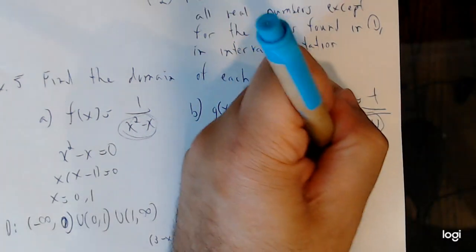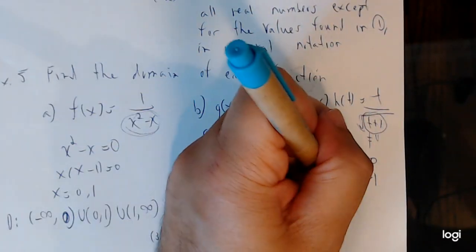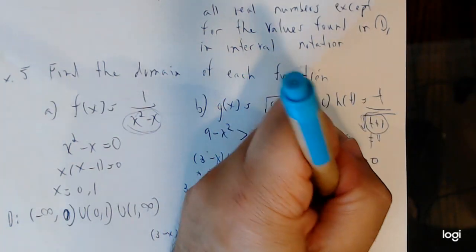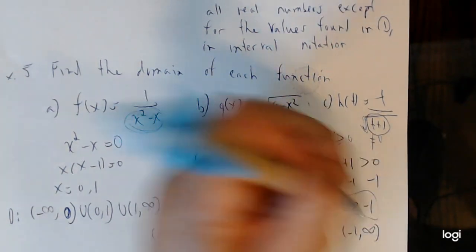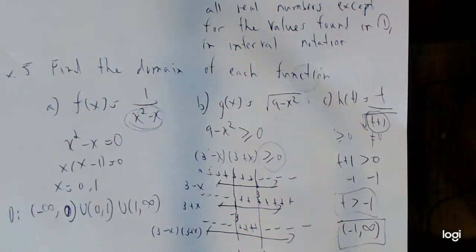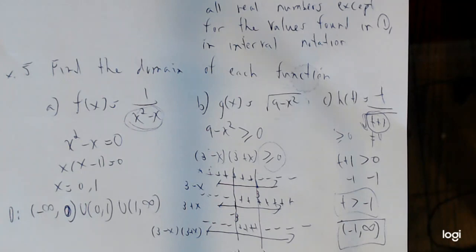Now, if I solve this inequality, I get t is greater than negative 1, which means my answer is from negative 1 to infinity in interval notation. Okay, so that's my answer. So these are some examples we did where we found the domain of the function.